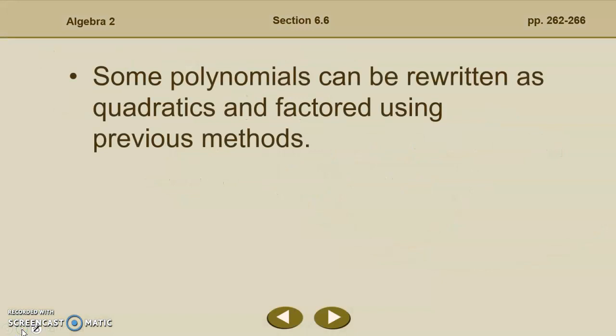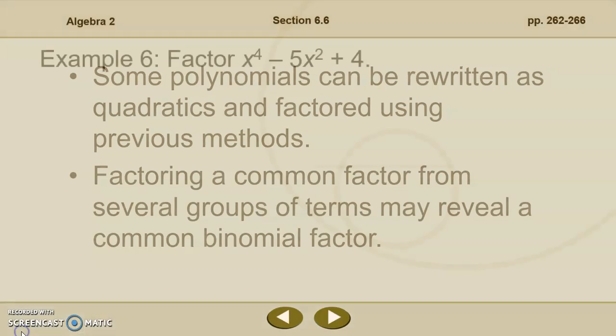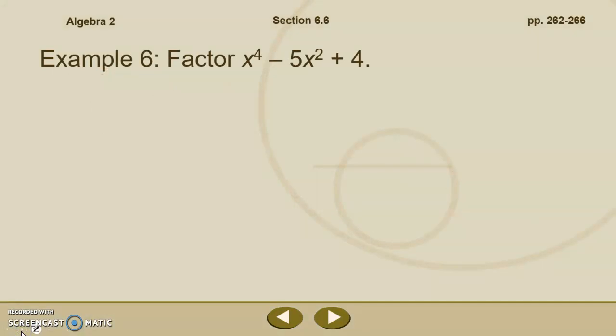Some polynomials can be rewritten as quadratics and factored using previous methods. Factoring a common factor from several groups of terms may also reveal a common binomial factor. Let's take a look at this one. x to the fourth minus 5x squared plus 4. I'm going to rewrite that as x squared squared minus 5 times x squared to the first power plus 4. And now I have a 2 and a 1 and a constant. That looks just like a quadratic.